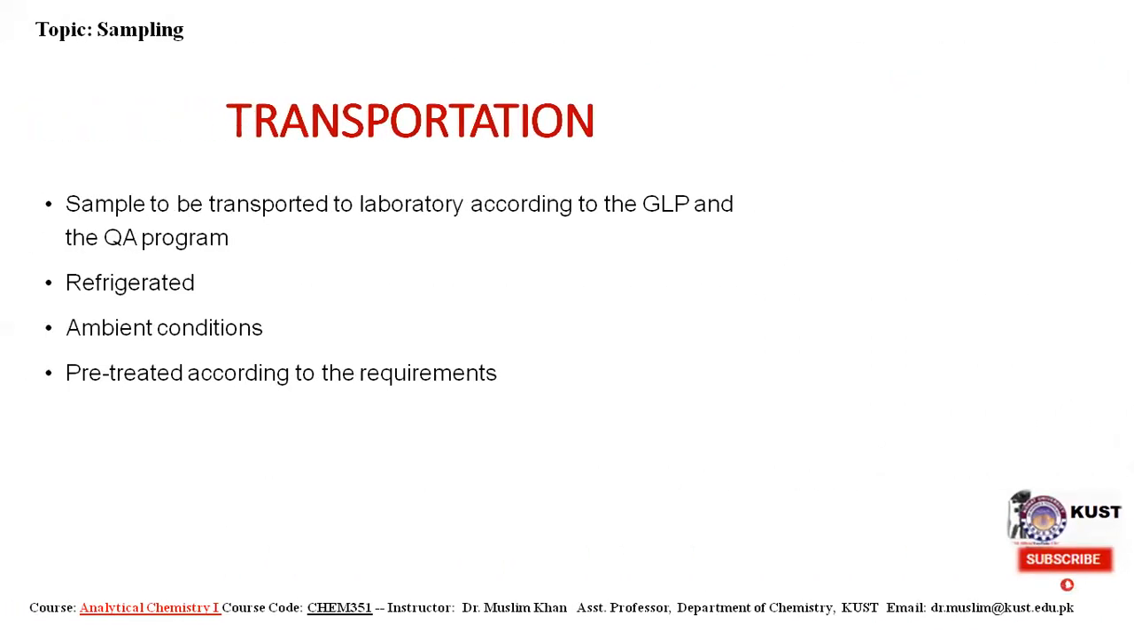Then another thing you have to take into account is transportation of the sample. The sample is to be transported to the laboratory according to the GLP and QA program, and must be refrigerated so that other processes, other chemical reactions, and other chemical changes may not take place. And you have to take these samples at ambient conditions, pre-treated according to the requirement, depending on what type of analysis you need to perform.